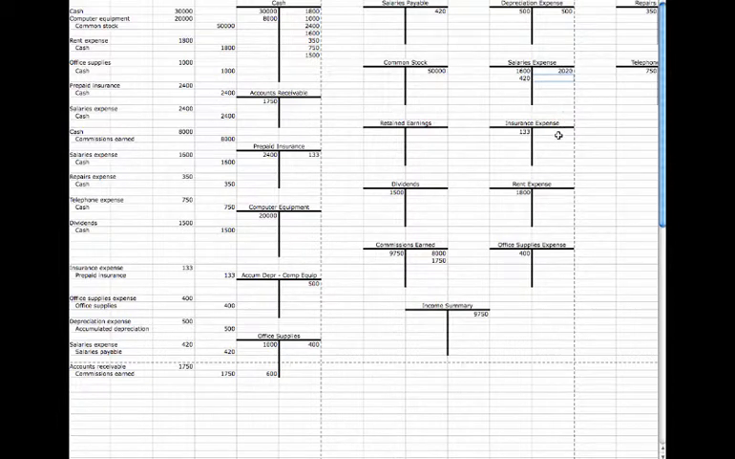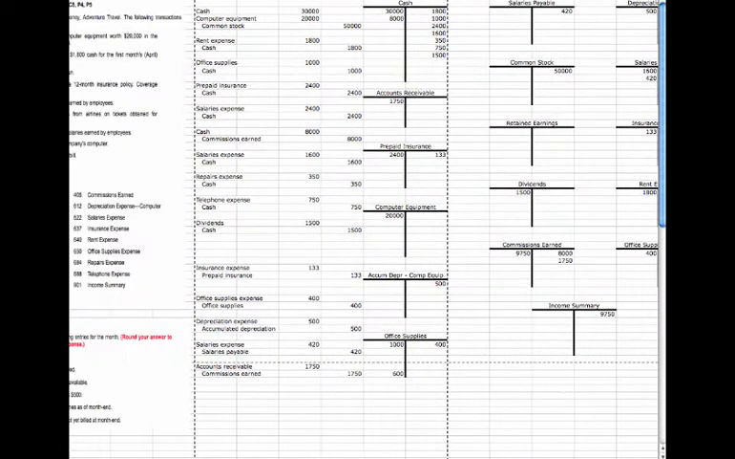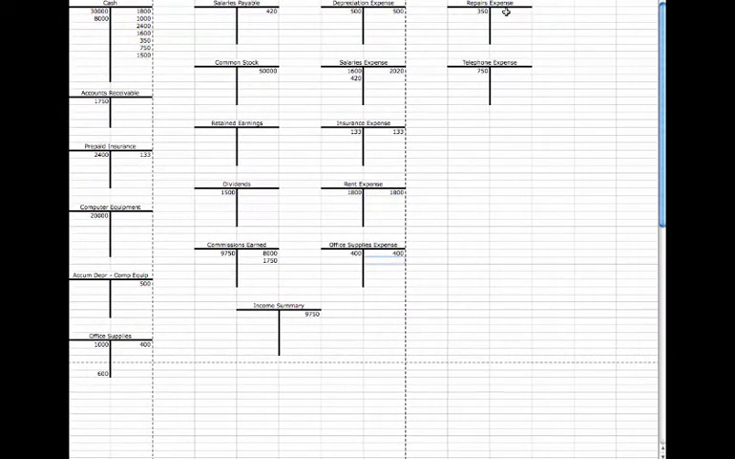I have to zero out the insurance expense of $133. I have to zero out the rent expense of $1,800. I have to zero out the supplies expense of $400. I'd have to zero out the repairs expense for $350. And I'd have to zero out the telephone account by $750.